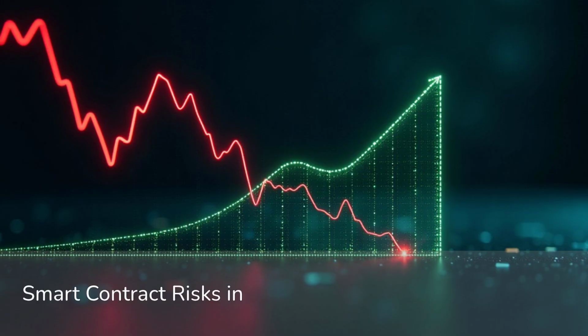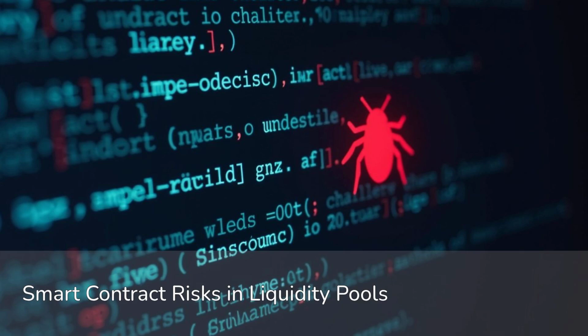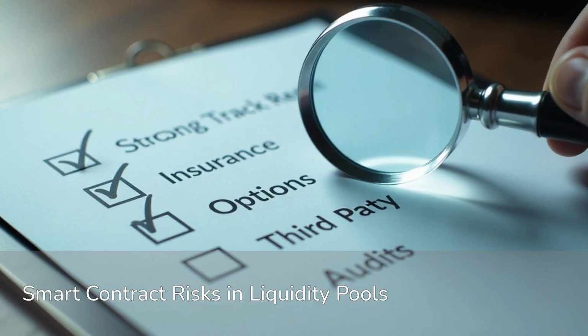Speaking of risks, aside from impermanent loss, you also have smart contract risk. Since liquidity pools run on code, bugs or exploits can lead to loss of funds. While top platforms like Uniswap and Curve are heavily audited, smaller protocols may not be. Always check if a protocol has a strong track record, insurance options, or third-party audits.